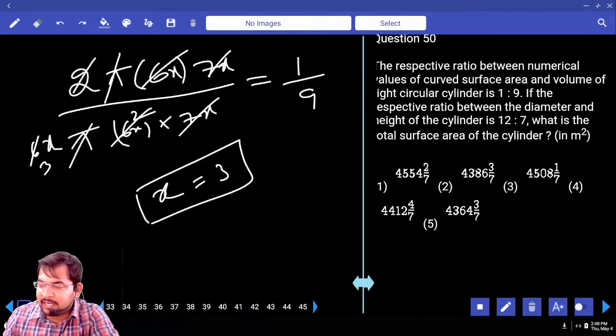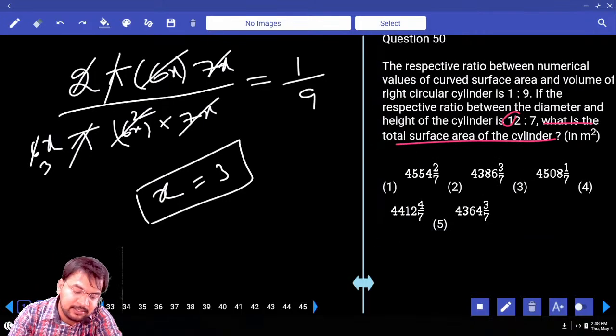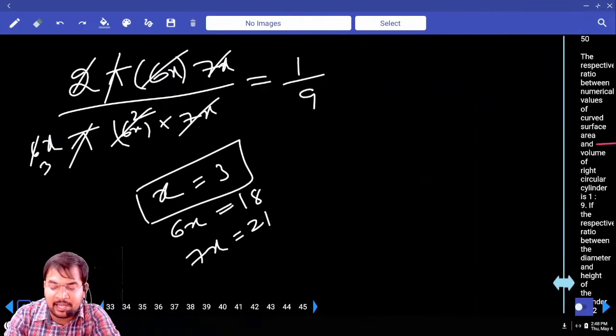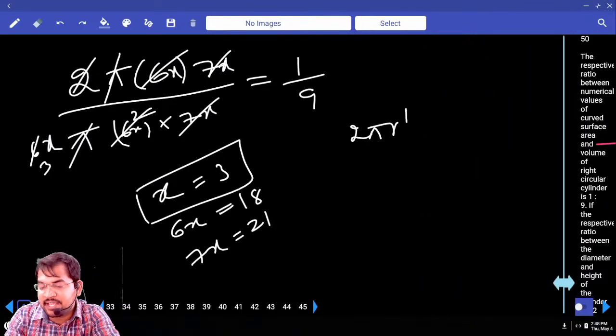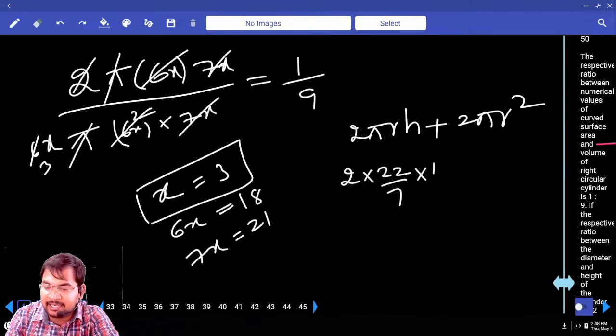If x is equal to 3, what we need is the total surface area of the cylinder. Now radius is how much? 6 parts, so 18. Next, height is 7 parts, so 21. Next we need the total surface area. Total surface area means curved surface area plus top view plus bottom view, that is 2 pi r square. If you take 2 pi r common, 2 into 22/7 r, it is 18, then you will get h plus r. h plus r is nothing but 18 plus 21.